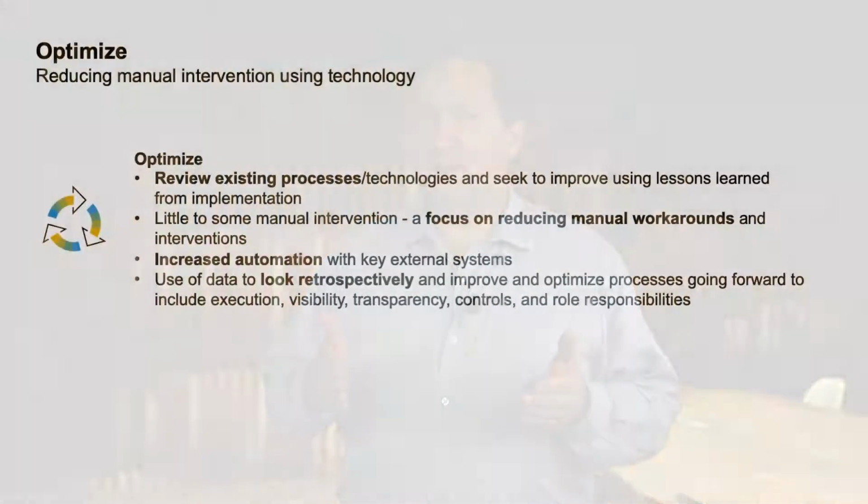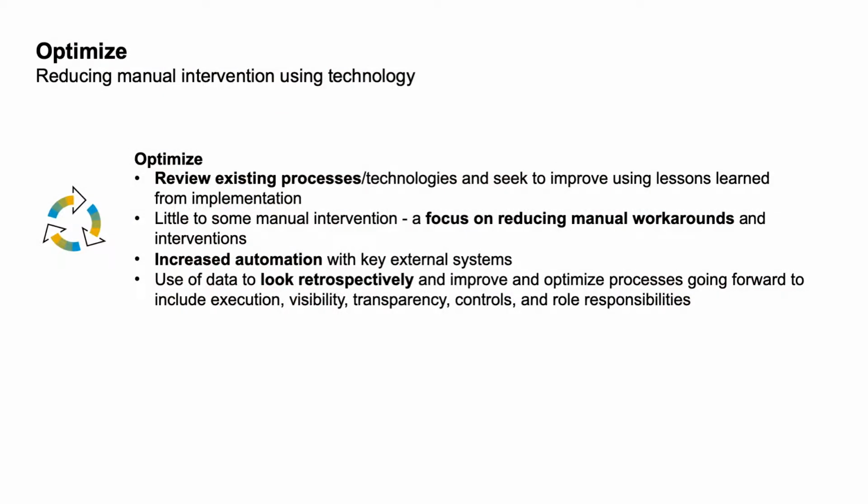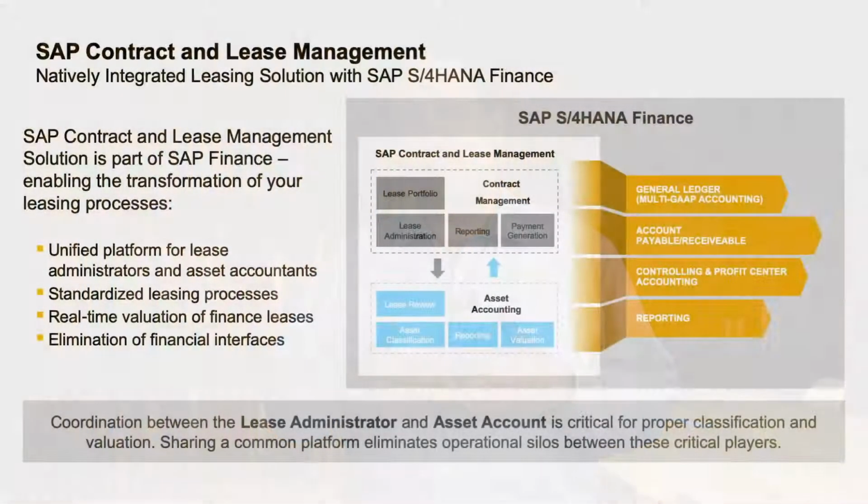The second level of adoption is to try and optimize your leasing processes. To optimize your leasing processes, the existing leasing processes are reviewed, and there's a conscientious effort to reduce the number of manual workarounds and to look for ways to increase automation. SAP Contract and Lease Management is a great tool to help you optimize your leasing processes. It is a unified platform for lease administrators and asset accountants, and it also supports the standardization of leasing processes for each asset class, meaning you can define a process for a car lease, another process for a computer lease, and yet another for real estate leases.